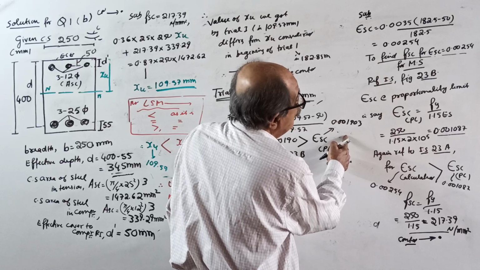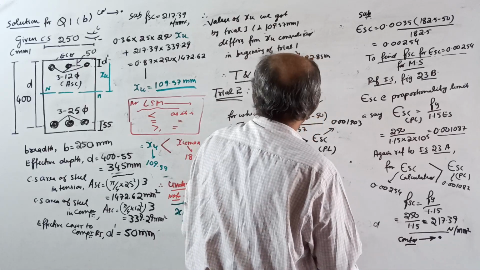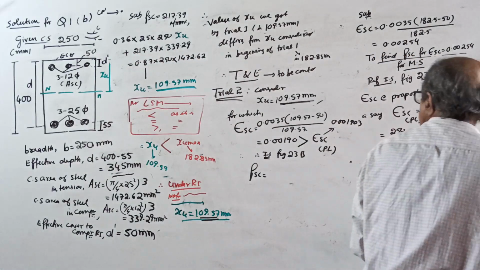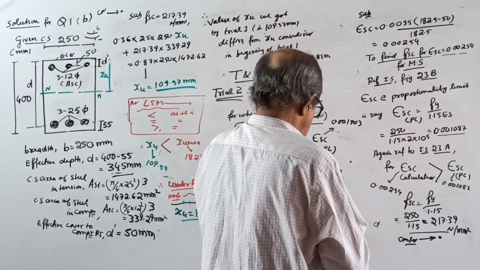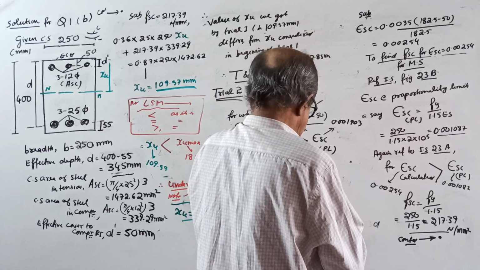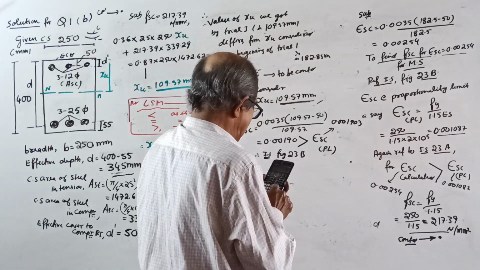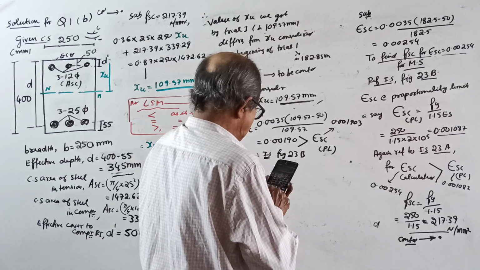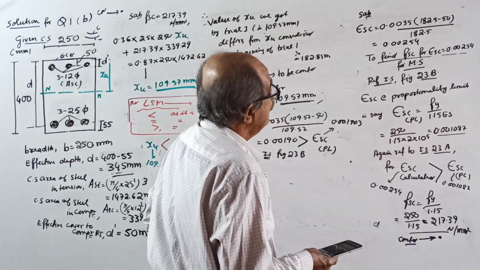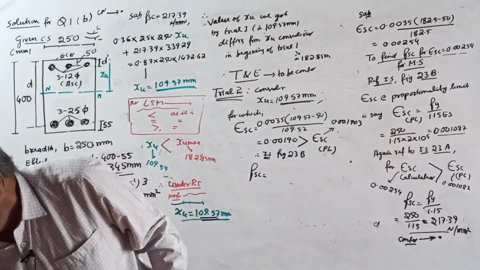Oh, it's not 1903. This is how much? Where is the value there? I think I made a mistake in calculation. One minute, I'll check once again the value. There seems to be a slight mistake. 0.0035 into bracket 109.57 minus 50 divided by 109.57, the calculator is not on. 109.57 minus 50 divided by 109.57 into 0.0035. 0.001903. Earlier it was 190. Okay, correct. Everything is correct.